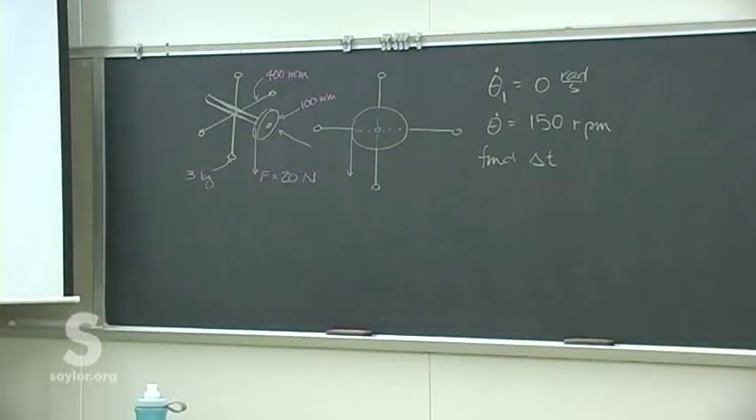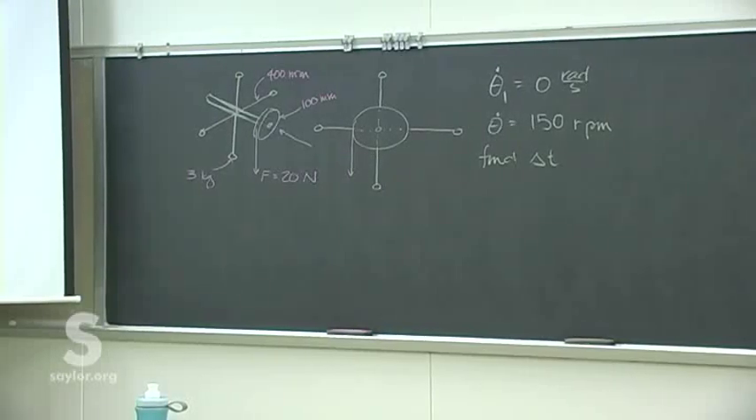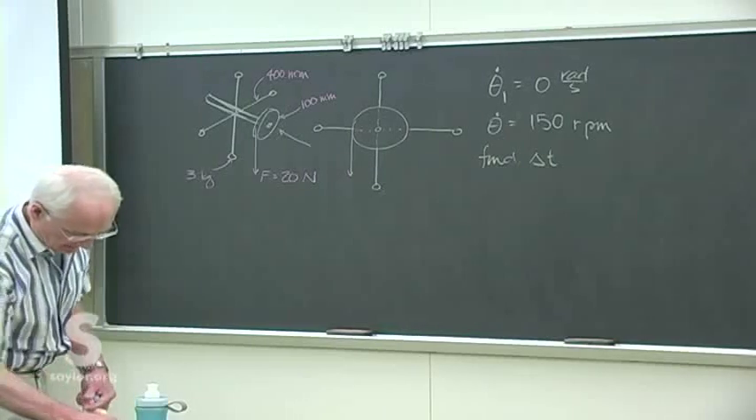If this was a little satellite, you're trying to spin up to some speed, how long would you have to spin it before you could release it? You know, maybe it needs some spinning to stabilize it before it's released. All right, do this with the angular momentum.